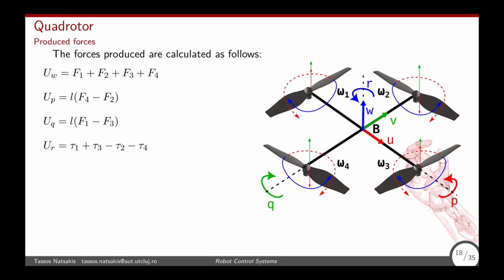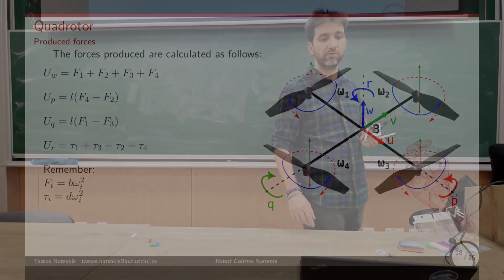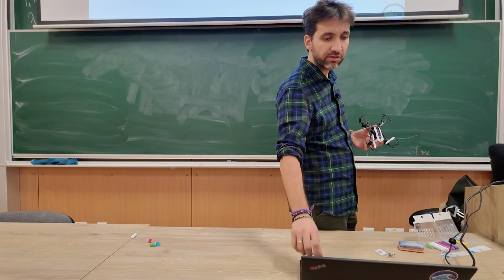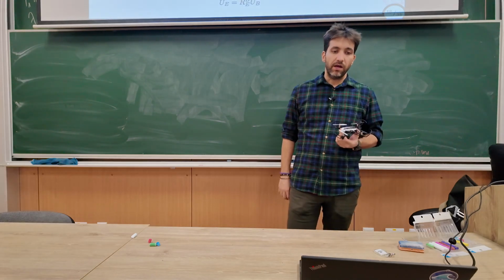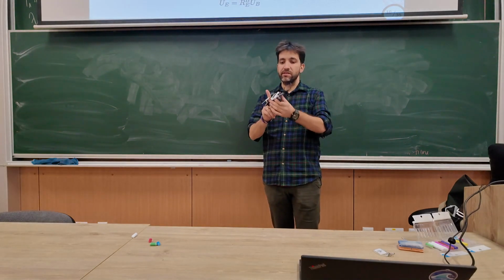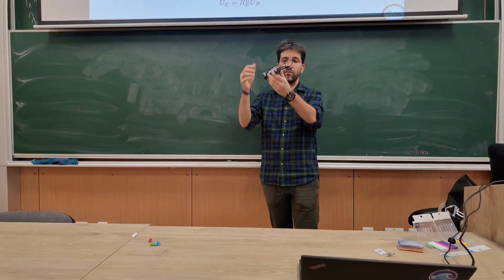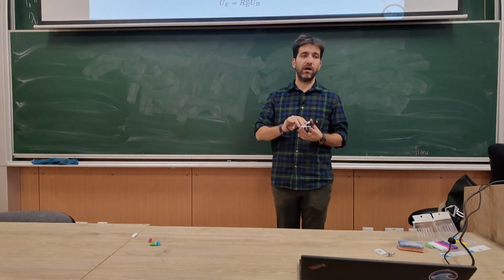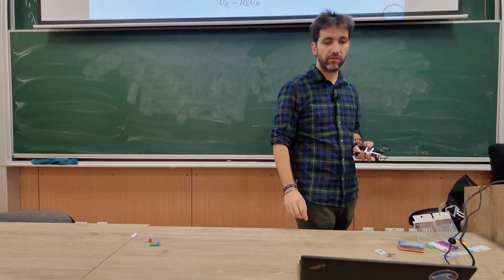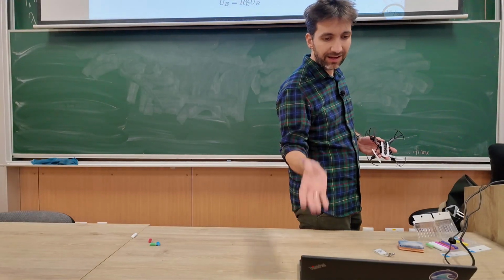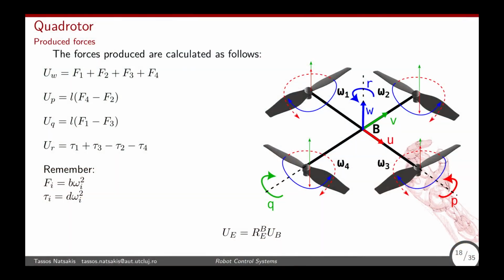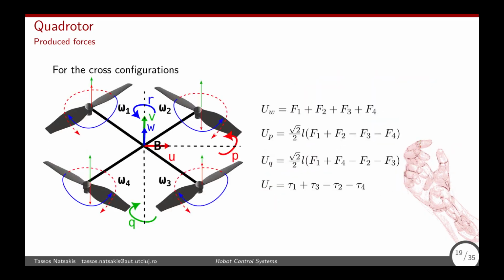All right? How do we calculate these forces and torques? Again, what I wrote on the board, it's proportional to the square of the velocities. And how do I transform these forces, these inputs, from the drone frame to the earth frame? I use the transformation matrix from the first slides, right? I don't put it here again, but you remember it.